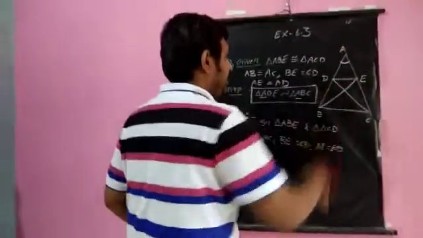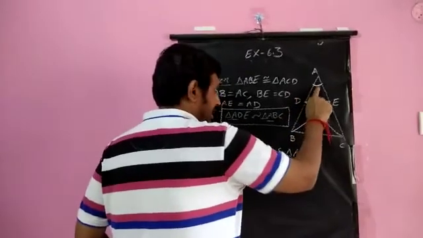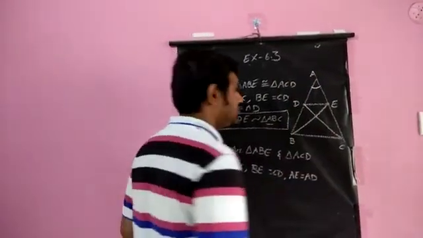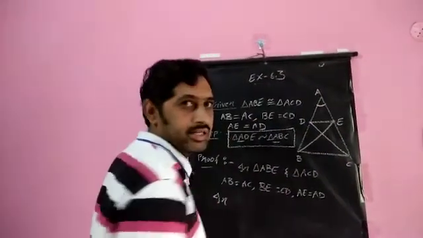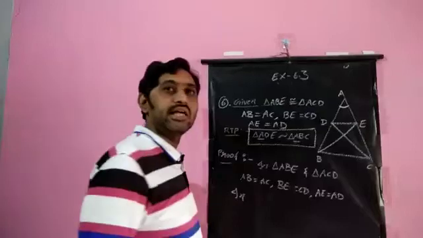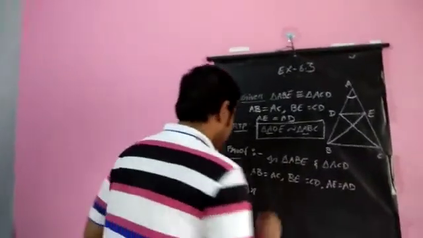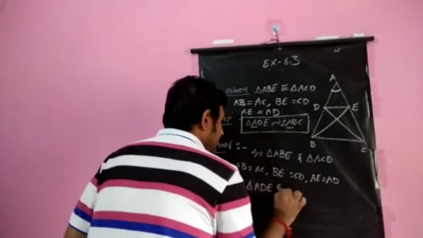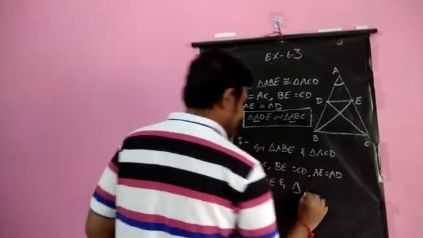In triangles ABC and ADE, the angle A is present in both the triangles. So angle A equals angle A in these two triangles, and the sides including that angle A in both the triangles are in the same ratio. So by the side angle side similarity rule, the two triangles will be similar to each other. I write that in triangle ADE and triangle ABC.